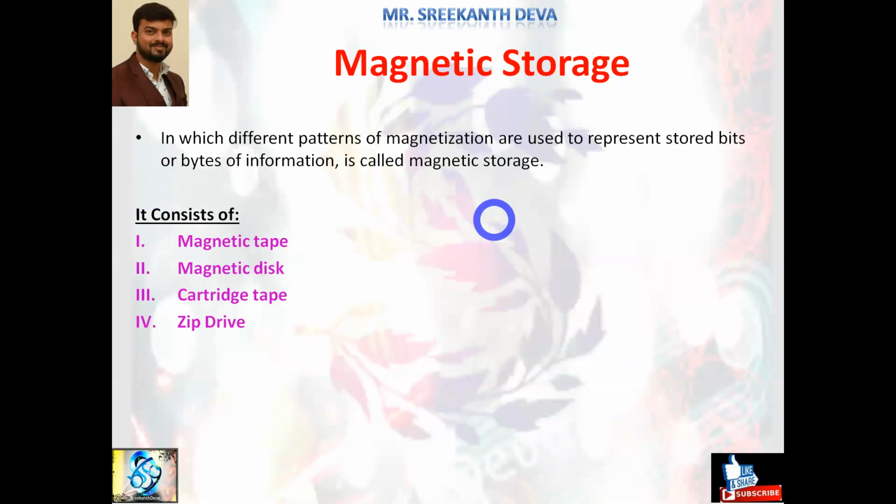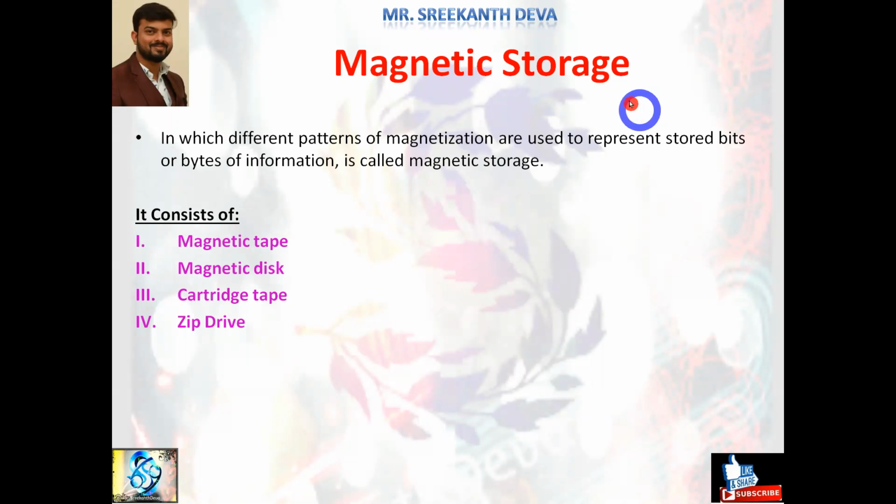Okay. So coming to magnetic storage. A storage medium in which different patterns of magnetization are used to represent stored bits or bytes of information is called what? Magnetic storage. Once again, I'm repeating. Magnetic storage is a storage medium in which different patterns of magnetization are used to represent stored bits or bytes of information.